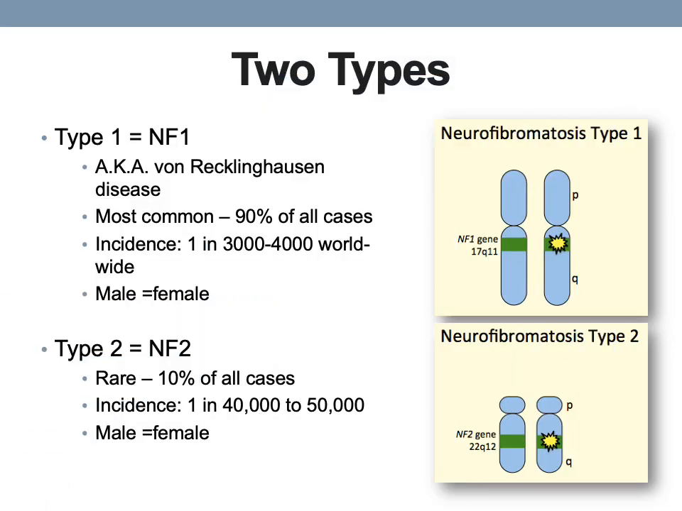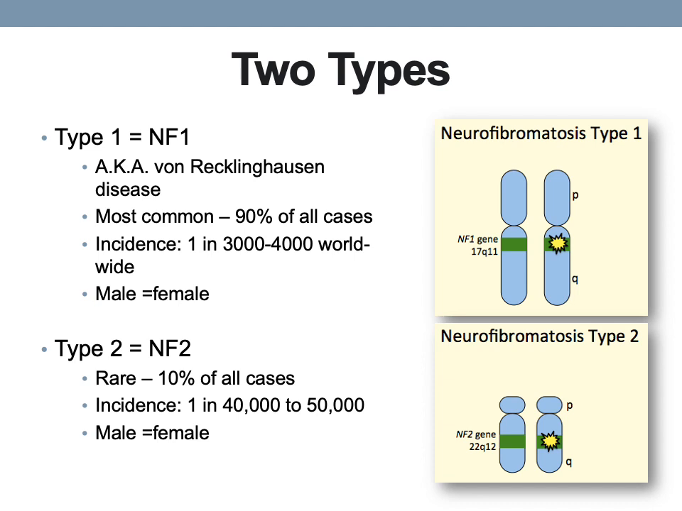There are two types of neurofibromatosis, and the difference is where it lands on the gene. Type 1, or NF1, is also known as von Recklinghausen disease. It is the most common type of neurofibromatosis, representing 90% of all cases. And unfortunately, it's reasonably common. Incidence is 1 in 3 to 4,000 worldwide and affects males equally as females.